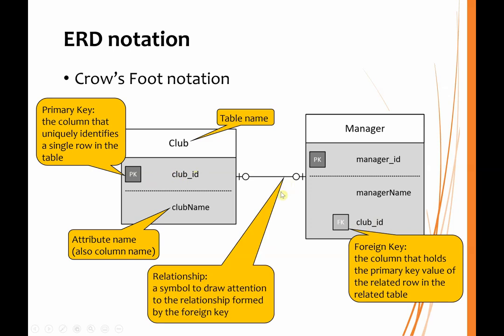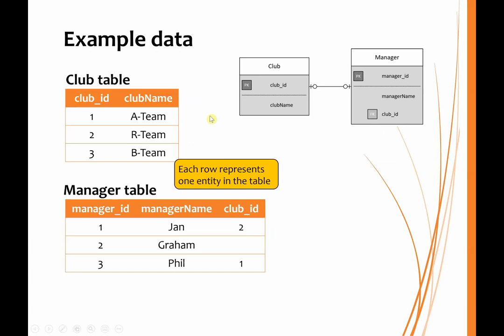We draw the relationship as a line. And these symbols here indicate 0 or 1. So if we were to stand on the club end of the line, we would see that a club has got 0 or 1 manager. And if we stand on the manager end of the line, we see that a manager has 0 or 1 clubs.